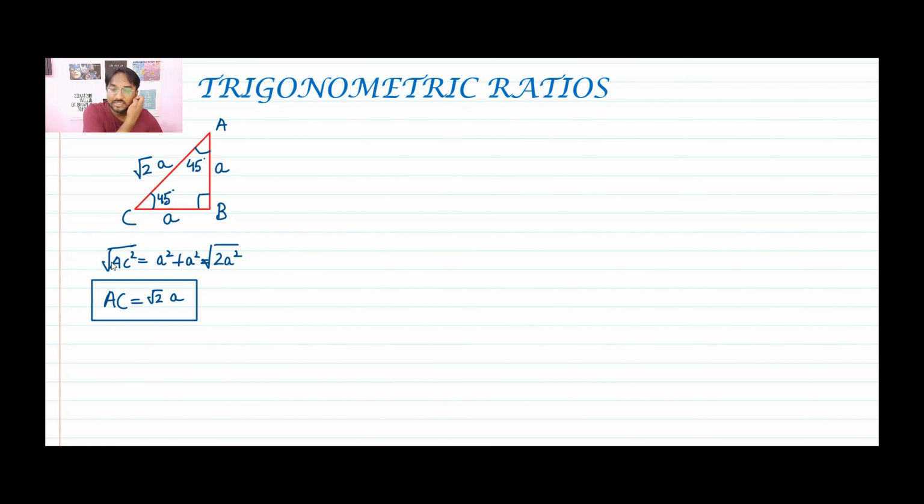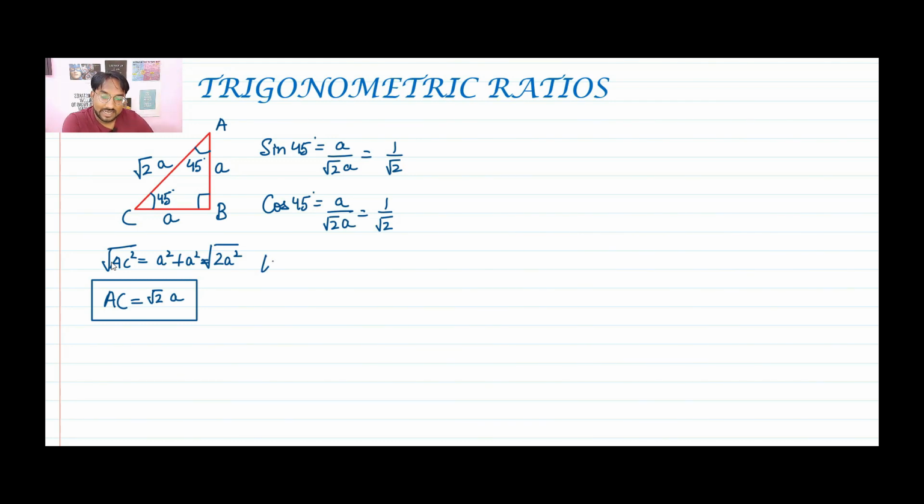And now we can find out the 6 trigonometric ratios. So how will we do that? Sine 45, opposite a, hypotenuse square root 2a. So a by square root 2a will be equal to 1 by square root 2, a cancels out. Then cos 45 will be equal to adjacent a by hypotenuse square root 2a. So 1 by square root 2. So for 45 degrees, you can see that the sine and cos values are equal. Now let's find tan. So tan 45 opposite by adjacent, it means a by a, which is equal to 1.